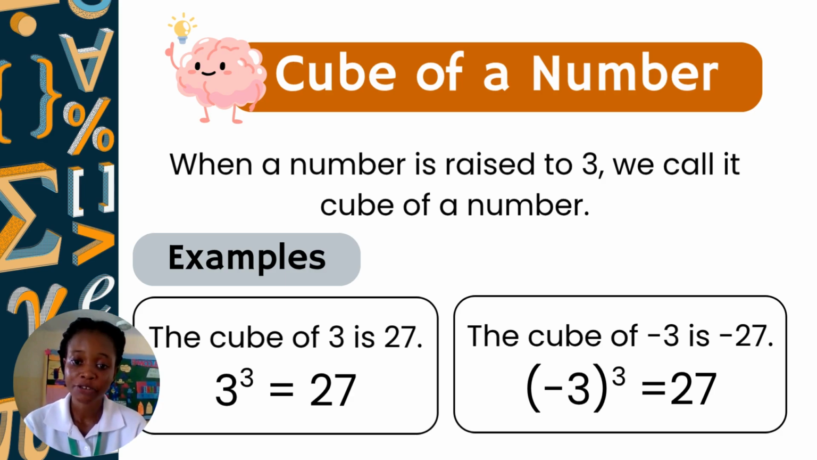So minus 3 multiplied by minus 3 will give us what? Plus 9. And plus 9 multiplied by another minus 3 again will give us what? Minus 27. So that's the cube of the numbers.